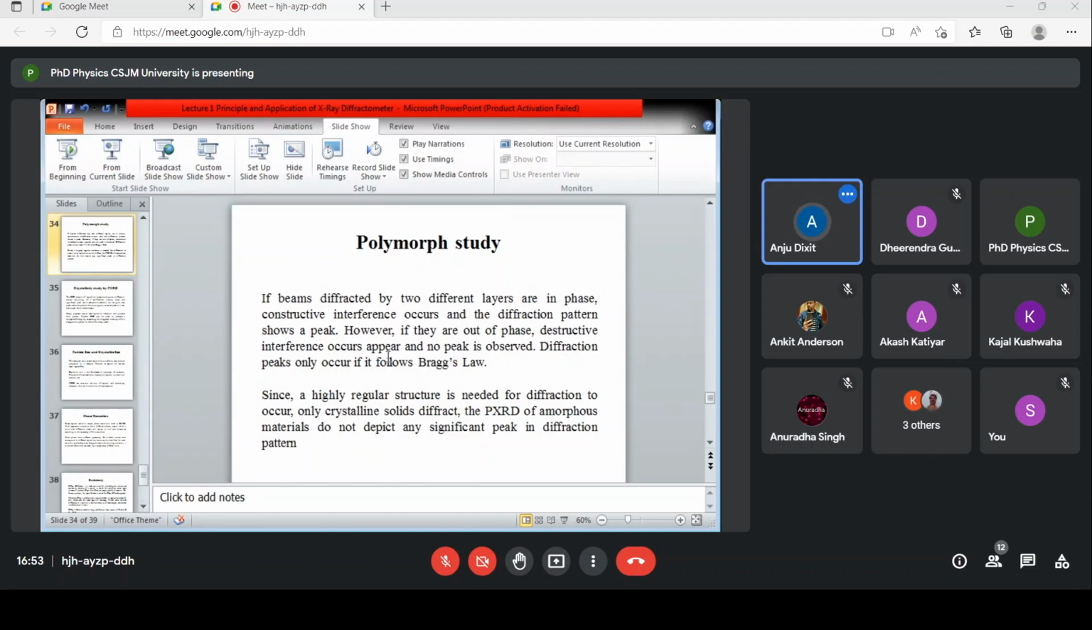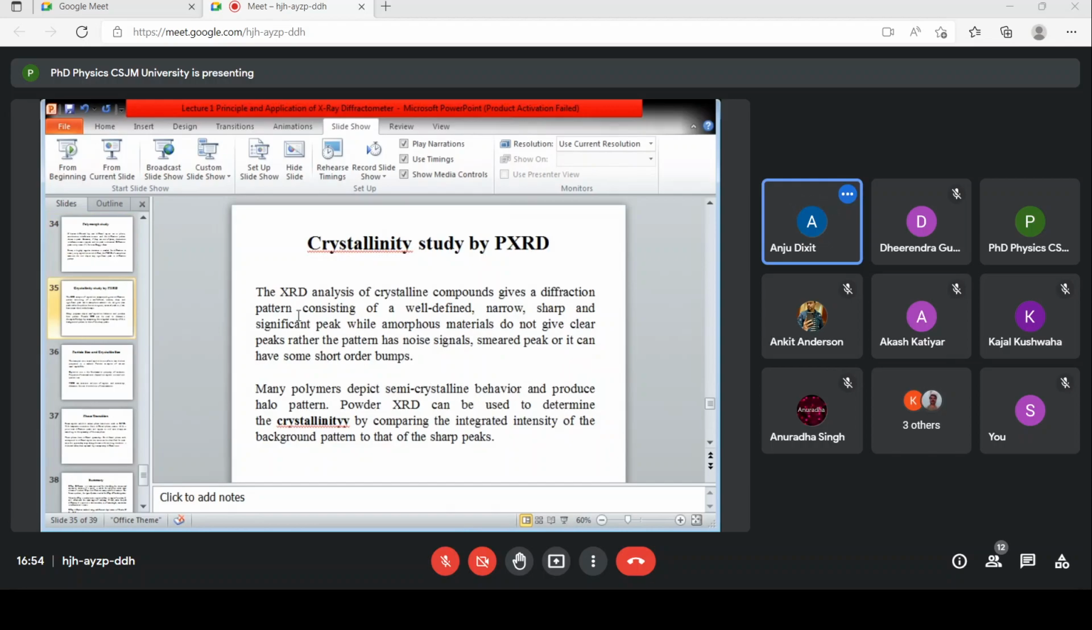So diffraction peaks only occur if they follow Bragg's law. Since a highly regular structure is needed for diffraction to occur, only crystalline solids diffract. PXRD, that is powder X-ray diffraction, on amorphous materials does not depict any significant peak in the diffraction pattern. And the other thing which we can study by PXRD is to check the crystallinity.